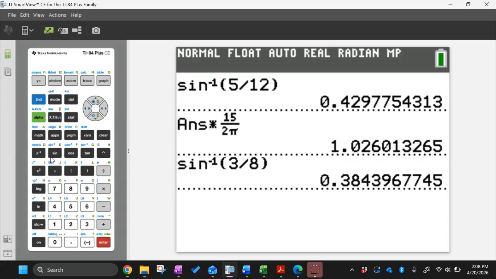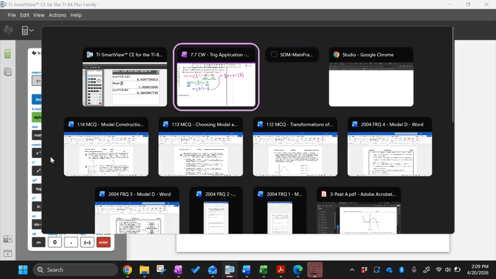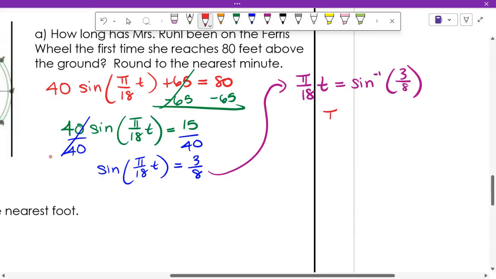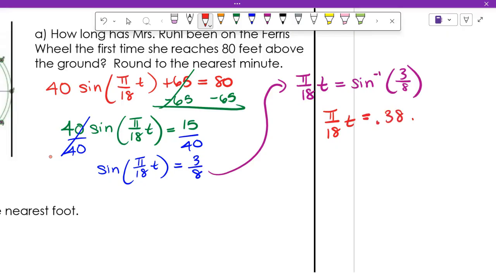Okay. And again, we need this in radians because the question has pi over 18 for B. It doesn't say like 17 degrees. That's a radian measure. So I have 0.3843. Okay. So pi over 18t is equal to 0.3843. And then again, to solve for t, we're just going to multiply by the reciprocal, 18 over pi times pi over 18 gets rid of that. T equals.